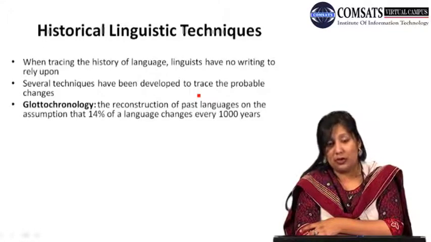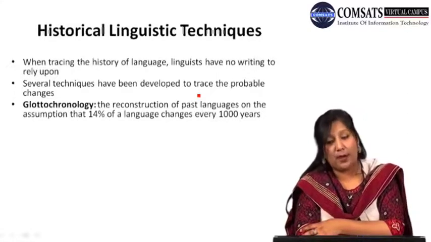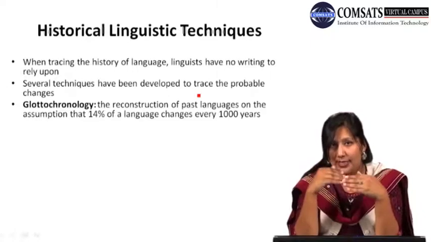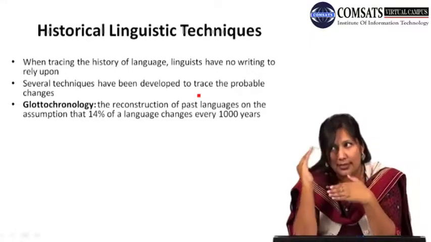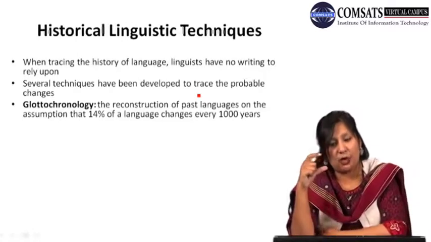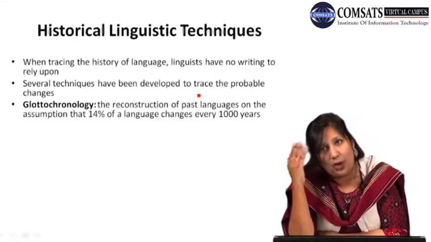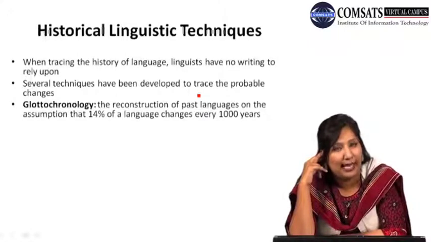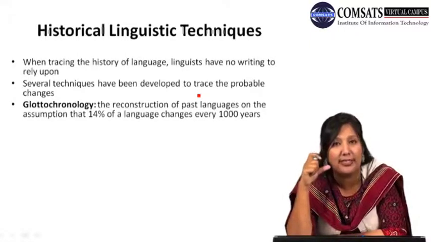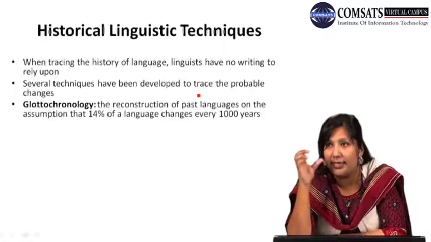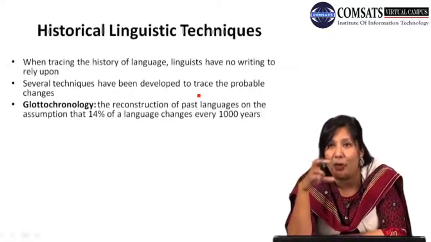What is glottochronology? The point of focus is the reconstruction of past languages on the assumption. The language is getting reconstructed. Once it was there, now it is being reconstructed with some new additions. Which languages? The old languages that have already gone. The assumption is that 14% of a language changes every 1,000 years. After every 1,000 years, 14% of the language is going to change.